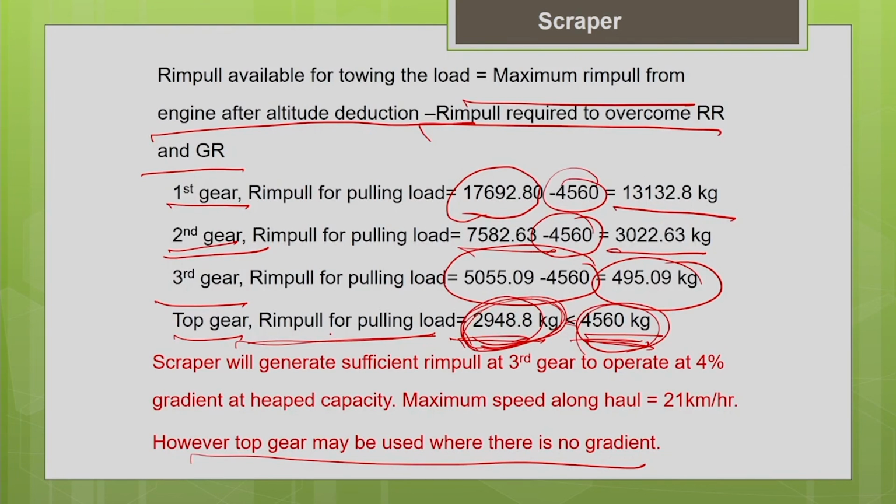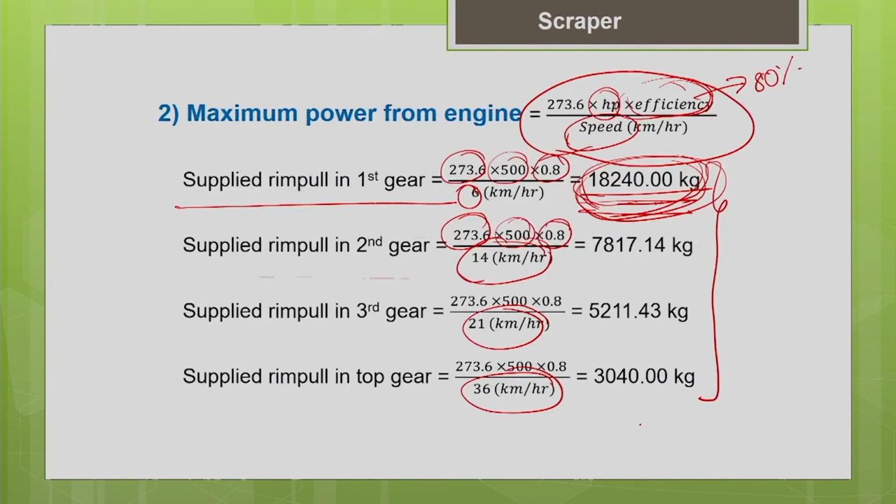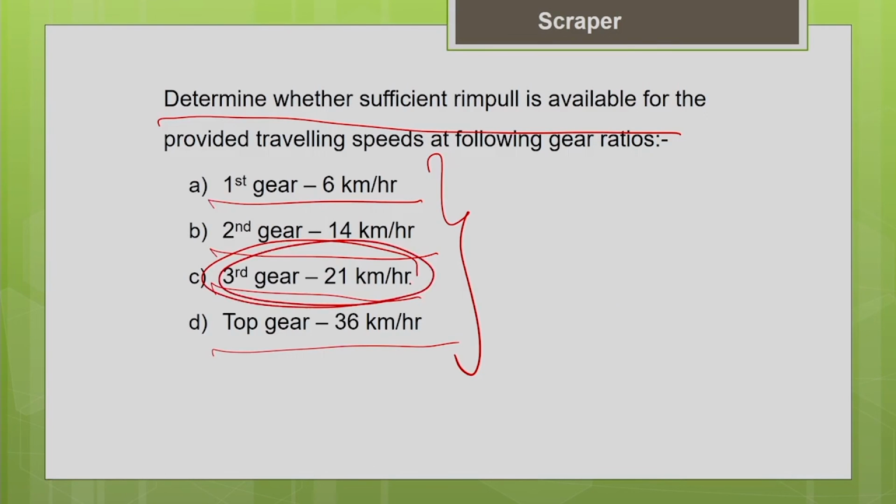So we have to climb the gradient of 4%. In this case we cannot use the top gear when you climb up the grade. The scraper will generate sufficient rim pull at the third gear. First gear is sufficient, third gear is sufficient, second gear is sufficient. So the maximum speed possible will be 21 km per hour, in the third gear.